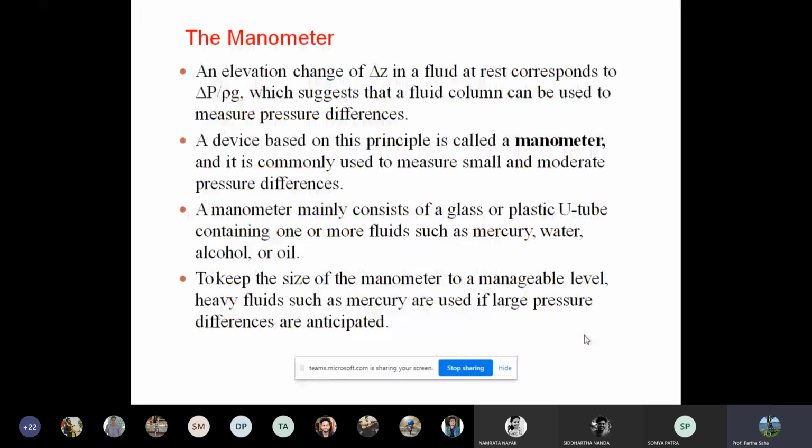As you all know, a manometer is a device which is mainly used to determine pressure at different locations. It mainly consists of a glass or plastic tube, a U-tube type of thing, and contains one or more fluids having different densities, right? To keep this manometer at a manageable level, heavy fluids such as mercury, a heavy density fluid, are sometimes used if large pressure differences are anticipated.